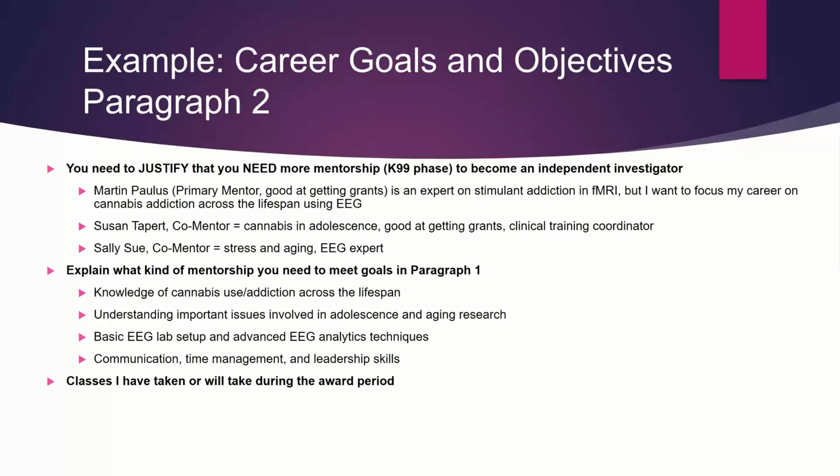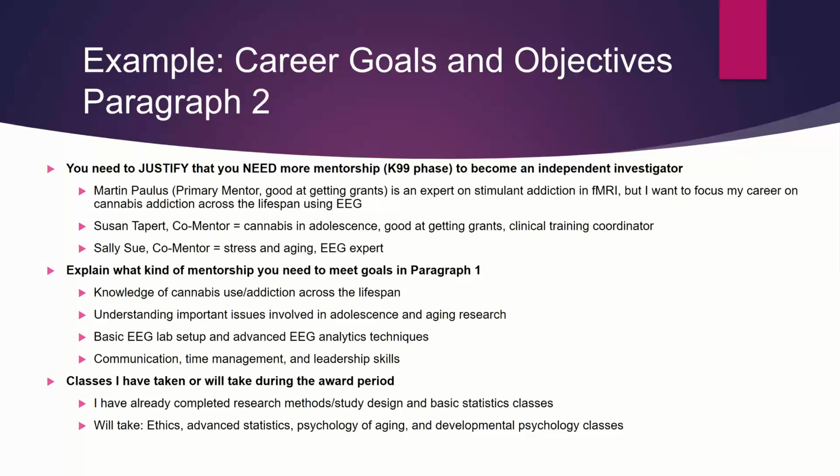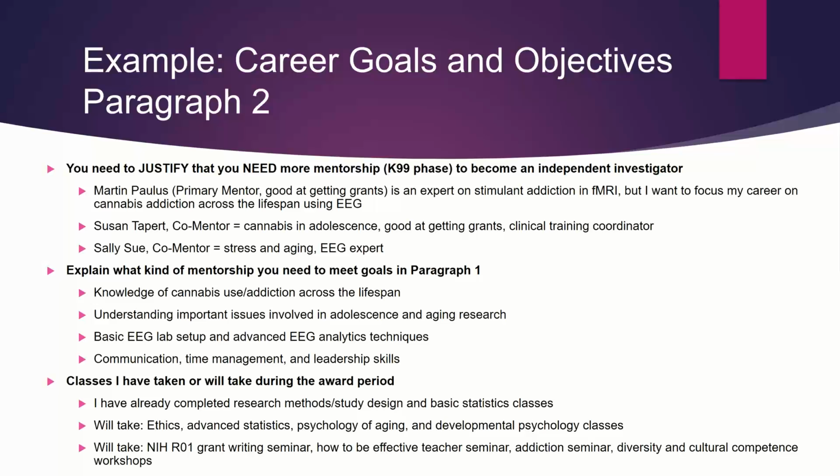So classes I have taken or will take during the award period: I've already completed research methods, study design, and basic stats classes in grad school. I will take another ethics class, advanced stats, psychology of aging, and developmental psychology classes to round out my training. I will take an NIH R01 grant writing seminar, a seminar on how to be an effective teacher, an addiction seminar, and diversity and cultural competence workshops.